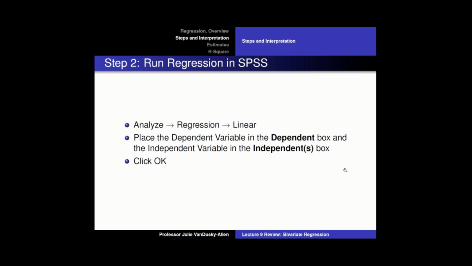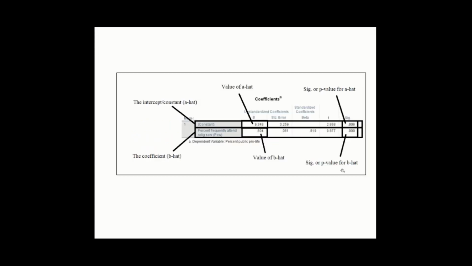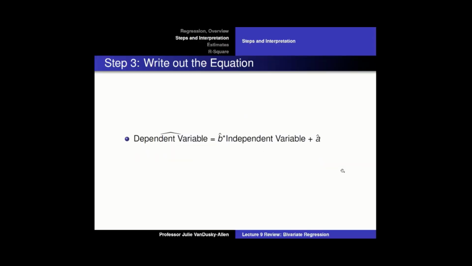The second step in this process is running the regression in SPSS, which I've already shown you how to do. The third step is to write out the regression equation. Once again, it's dependent variable hat equals b hat times the independent variable plus a hat.